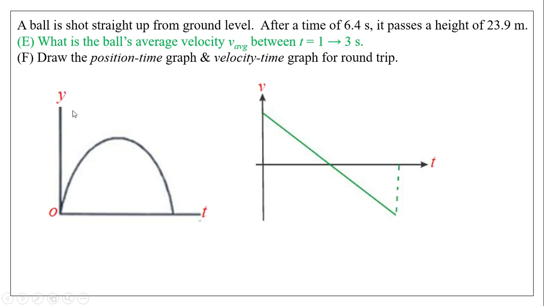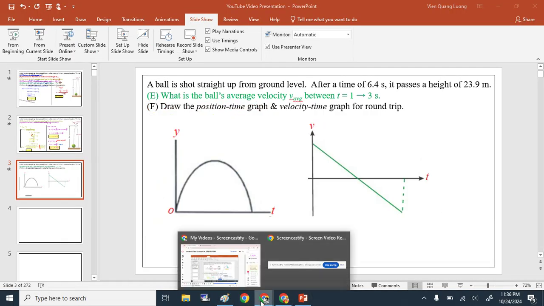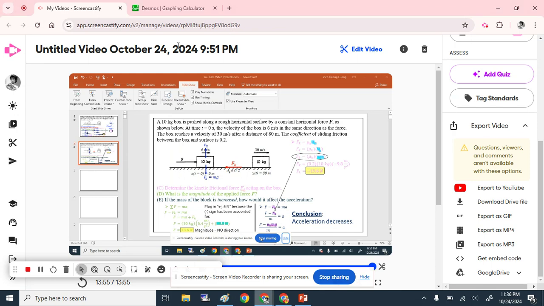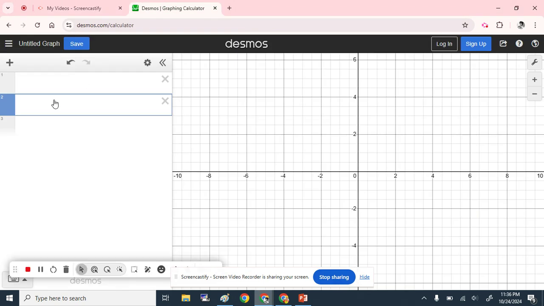So keep in mind, this is the position time graph. The second is the velocity time graph. So I'm going to exit my screen real quick here. Okay. I'm going to go to Desmos. Oh, excuse me, Desmos. Okay. Now, if you are keeping up, your position function is Vi t plus 1/2 g t squared. Well, my Vi is 35.1.